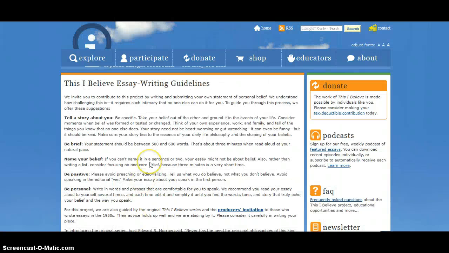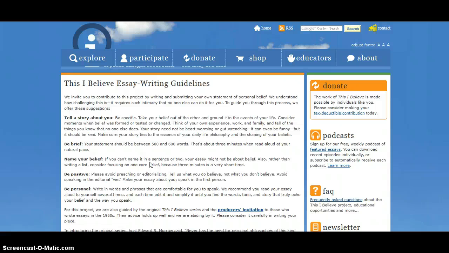Next, be brief. So here, your word count isn't, of course, 500 to 600 words. I'm more interested in having one to two pages. But again, it's brief. It's not very long. So you really can't focus on too much. You have to focus in on one thing.